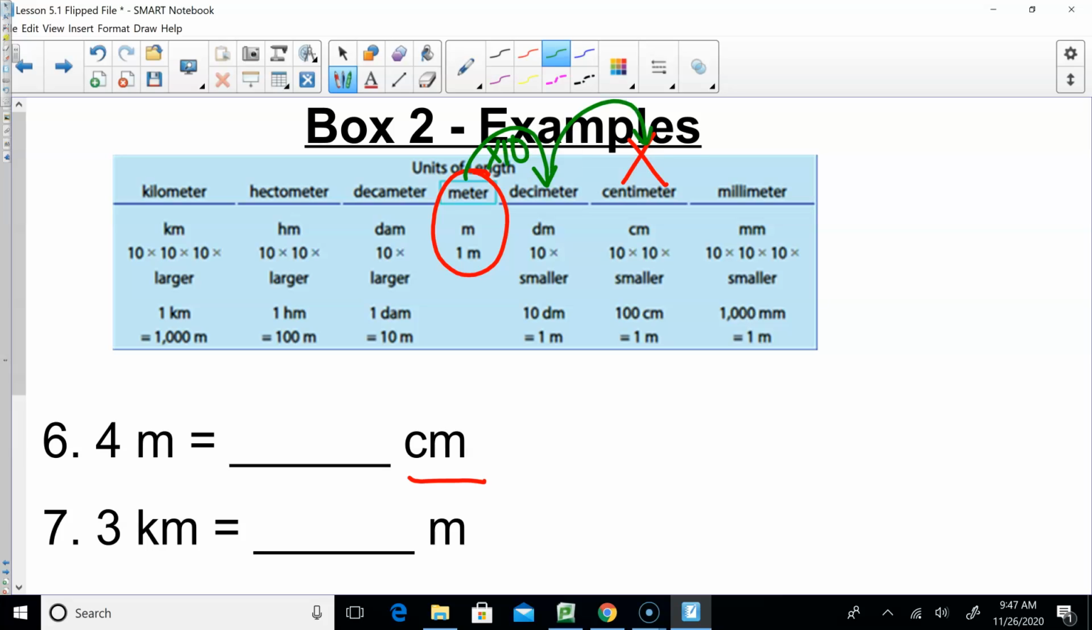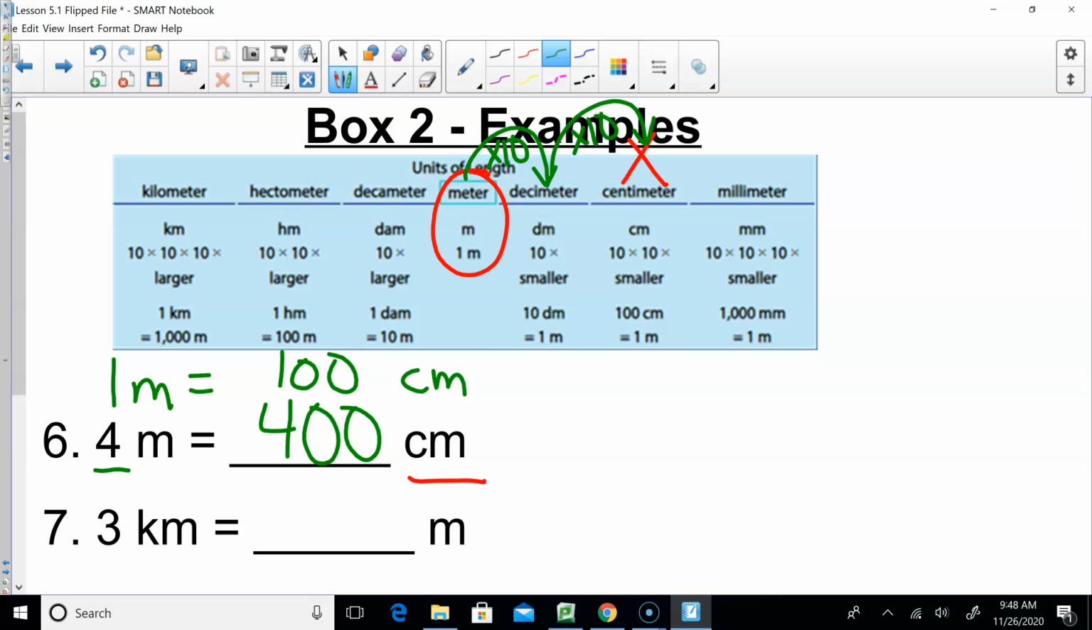I have to make another jump to get there, so it'd be another times 10. So I know 10 times 10 is 100. So if I had 1 meter, that would equal 100 centimeters. But since I have 4 of those, that means 4 times 100 would give me 400 centimeters. So usually I try to find the base ratio, then I multiply it by how many I actually have right there.